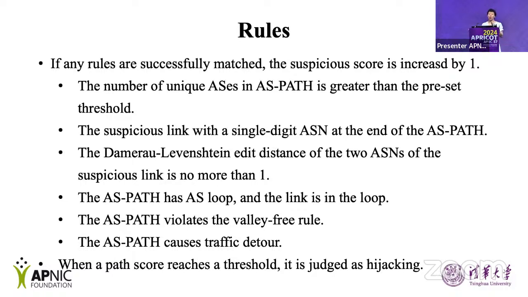And also we'll check the AS path loop. This usually is caused by BGP poisoning. And also we'll check if the AS path violates the valley-free rule and if it causes a traffic detour. Each match of these rules will increase the suspicion score. And finally, if a path score reaches a threshold, it is judged as hijacking.